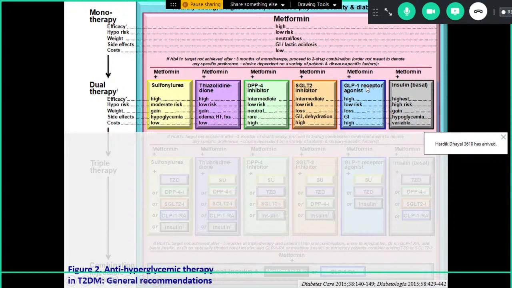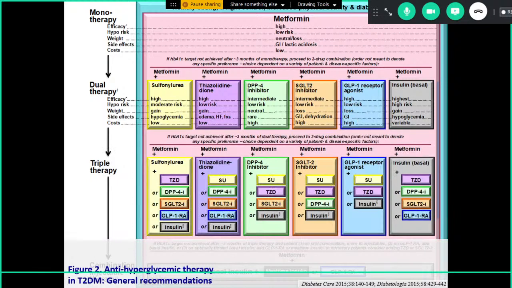You can combine it with GLP-1 receptor agonist, but the GI side effects can be crippling because both metformin and GLP-1 receptor agonists can have GI side effects. Or you can add it with a single shot of basal insulin, but then the risk of hypoglycemia comes in. So let's say you've added it to one of these, sugars are still not controlled, you go to triple therapy.